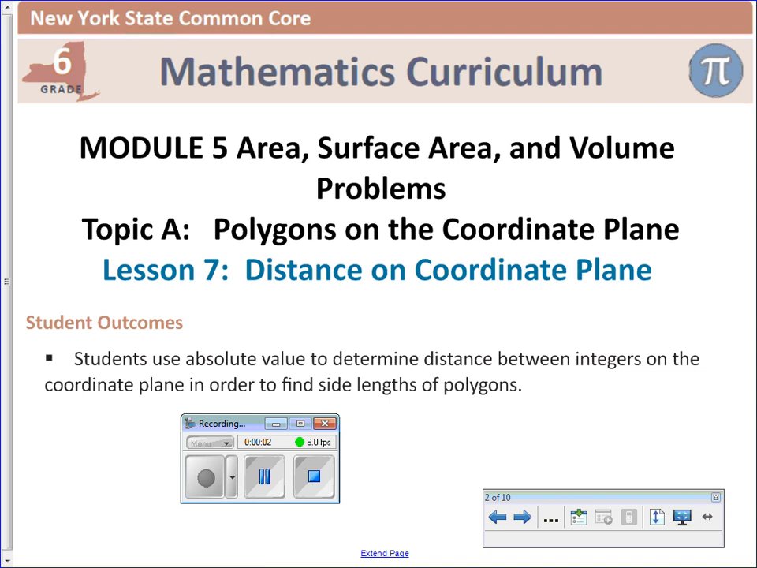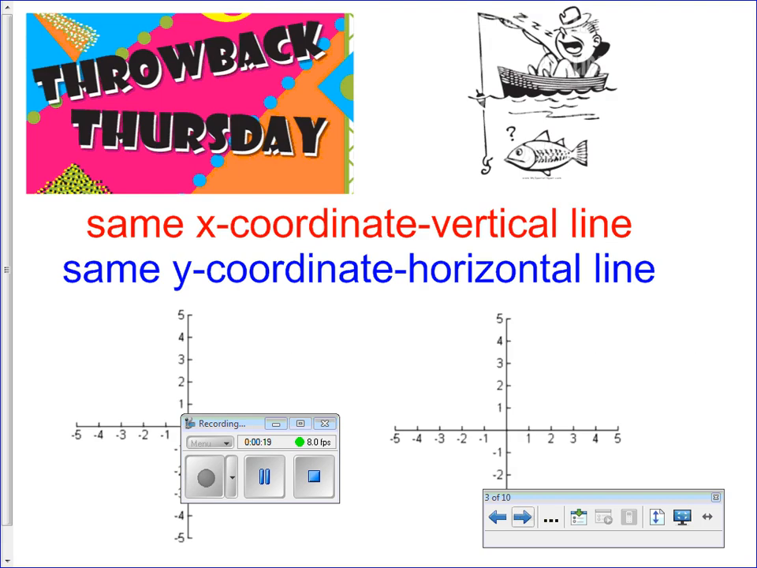Okay, today we're continuing Module 5. We're looking at Topic B, Lesson 7. So we're going to take what we learned about area and marry it with a previous lesson of coordinate planes. We did coordinate planes back in Module 3. So today we're going to have a little bit of a throwback Thursday and review distance on the coordinate plane.